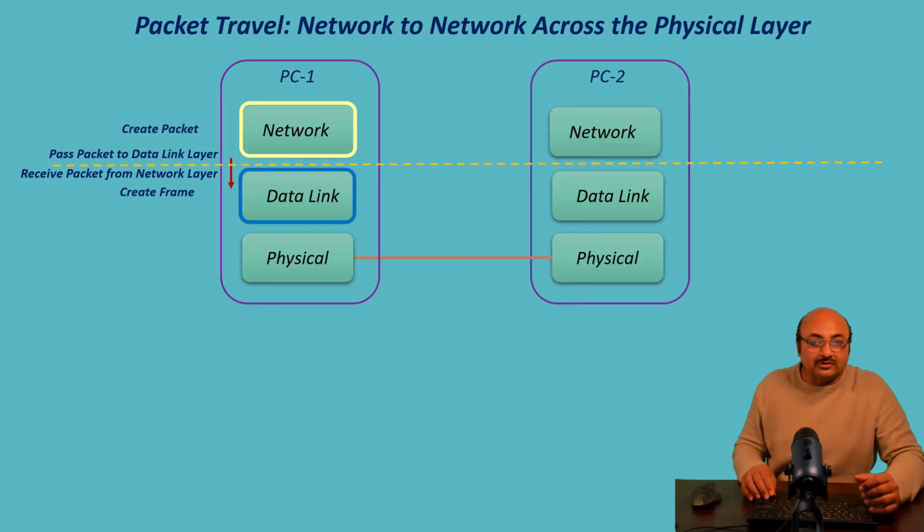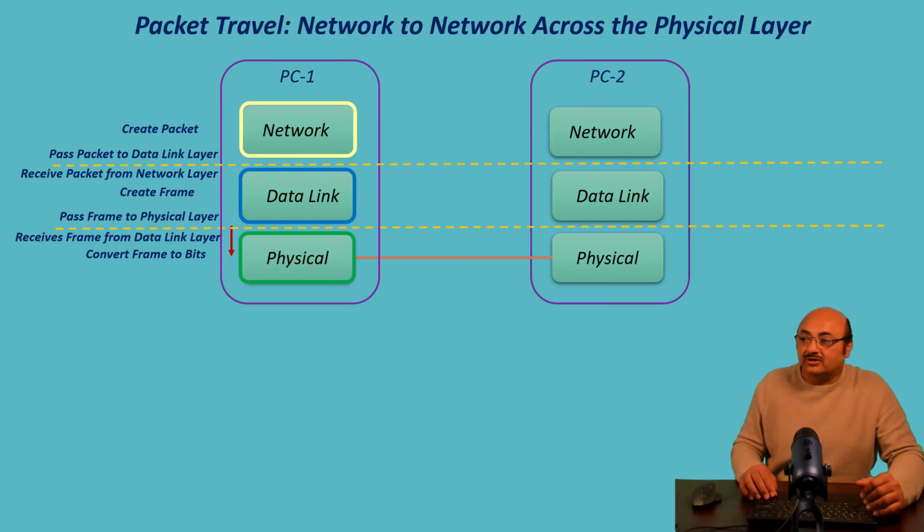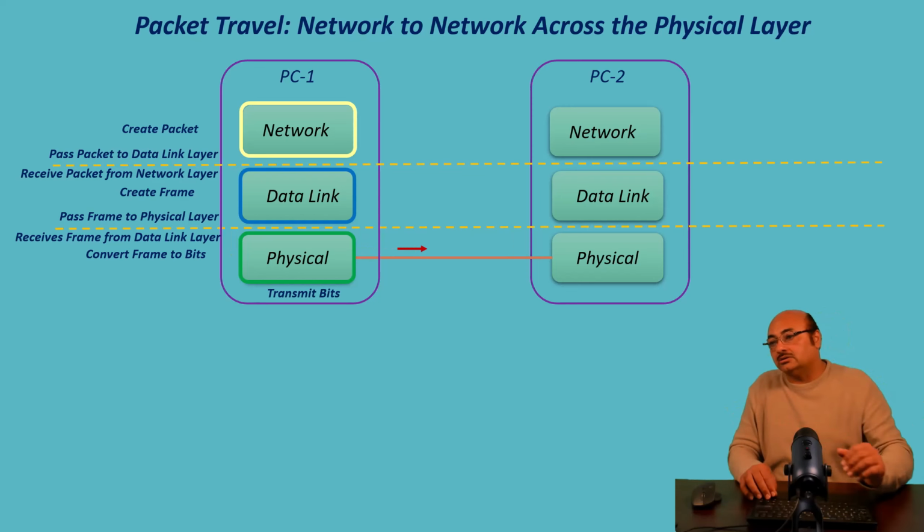How it creates a frame is going to be covered in the next lesson, when I'm going to talk about encapsulation and decapsulation. So stay tuned. Now once the frame is created, the frame is passed down to the physical layer. The physical layer receives this frame and then converts the frame into bits. And once the bits are created, the bits are then transmitted across the wire.